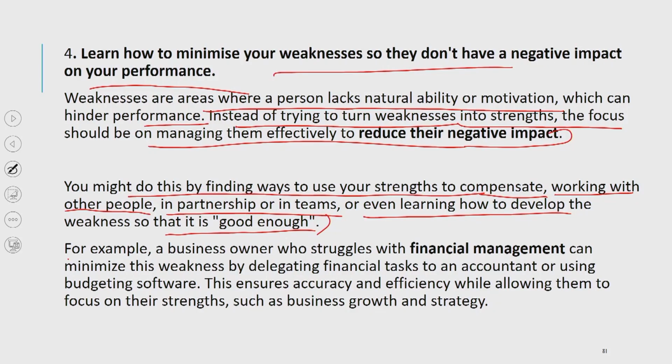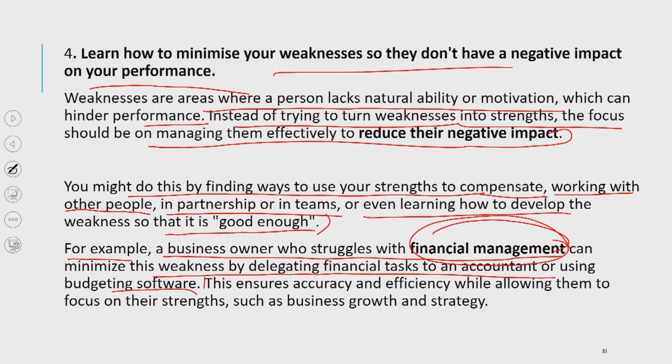For example, how to do that? Let's take a business owner who struggles with financial management. Somebody who is good at business, in terms of connecting people and networking, but is not able to manage the finances properly. Let's say this is the weakness of that person. How can he minimize the impact of this? He can minimize this weakness by delegating financial tasks to an accountant or using budgeting software. This is how you manage your weaknesses.